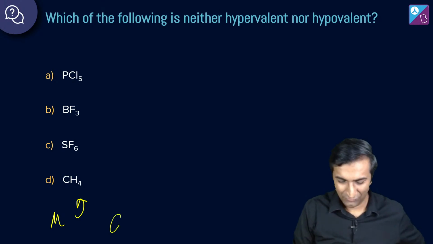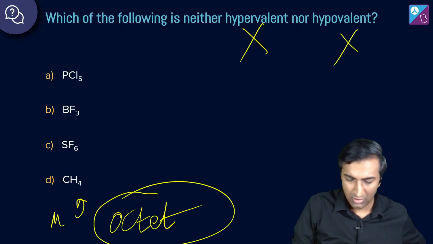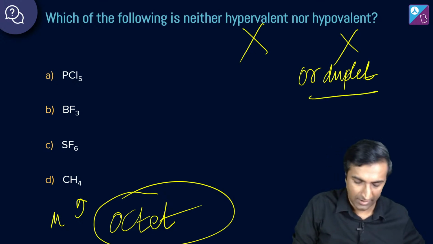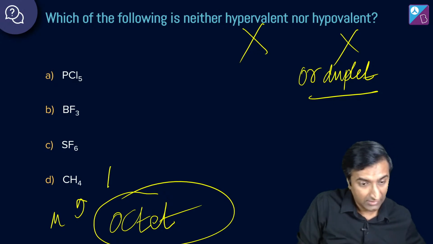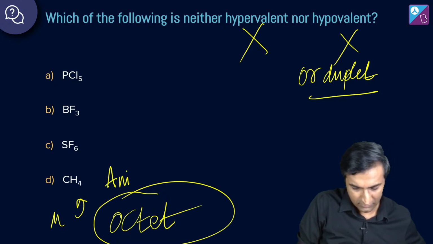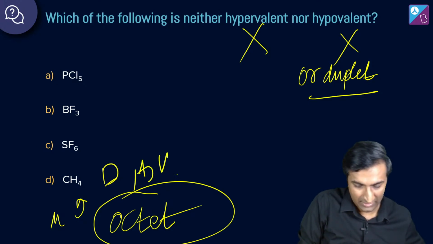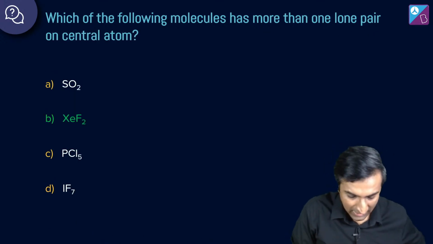Octet. Absolutely. If it's not hypervalent nor hypovalent, then it's just going to be octet. Or well, also it could be duplet. But ठीक है. In this case, duplet तो नहीं दिख रहा है. ठीक है. Cool. No tension. Devanshi, sorry, Devanshi, Akshada, Vaishnavi, and Abhinandan are all going with D. Excellent. Yeah. Straightforward one.